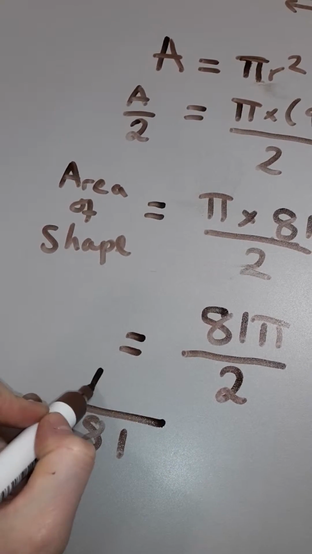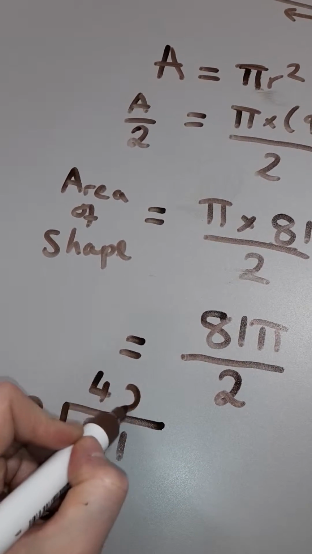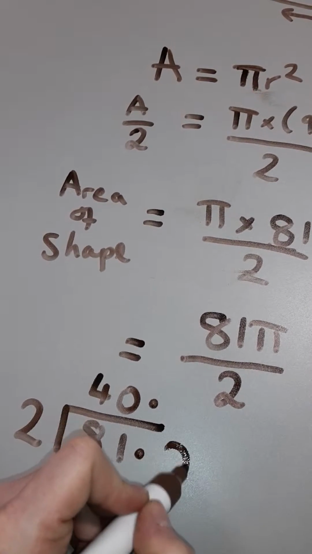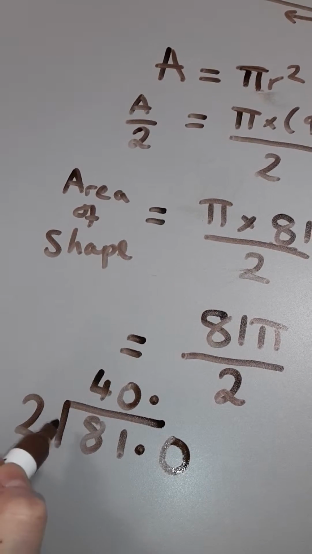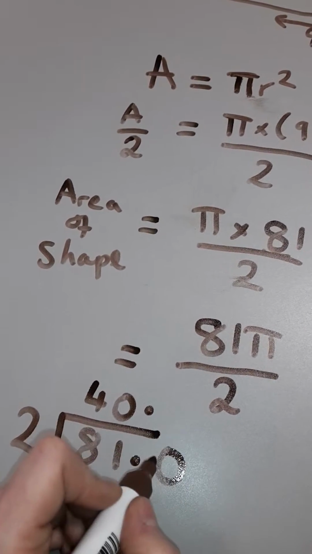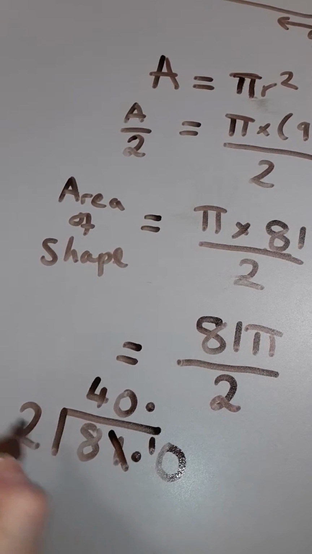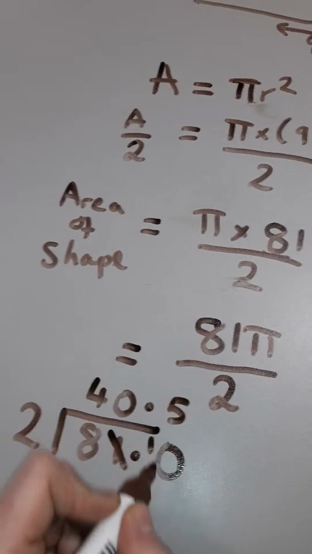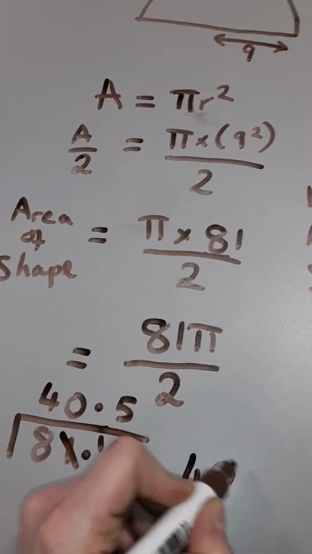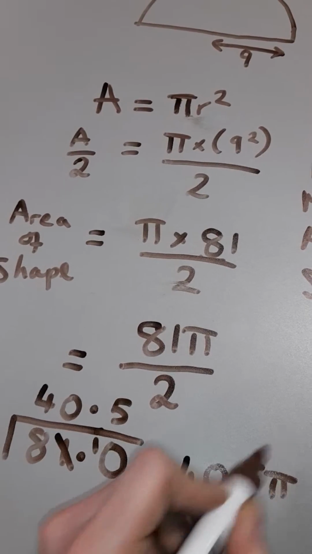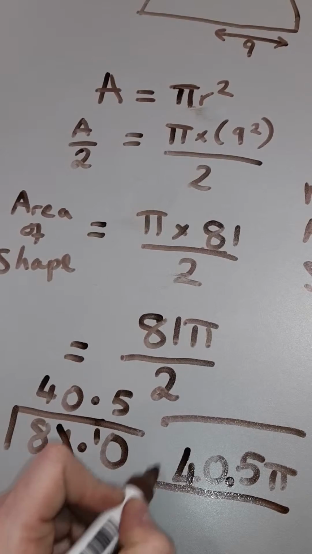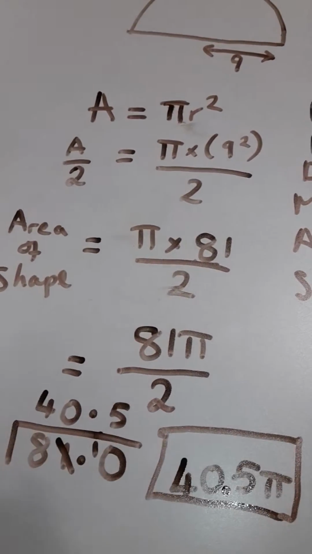So 2's into 8 go 4, 2's into 1 won't go, so I've finished with my whole numbers, so I'm going to put a decimal point. Then I'm going to give my remainder, which is 1, because 2 times 40 gave me 80. And I've got 81, so I've got a remainder of 1 to deal with. So 2's into 10 go 5, so actually that 81 divided by 2 gives me 40.5 lots of pi, and that is my answer for the area.